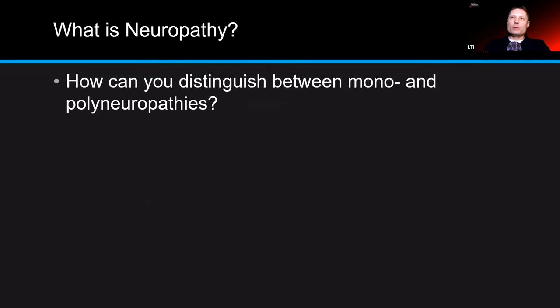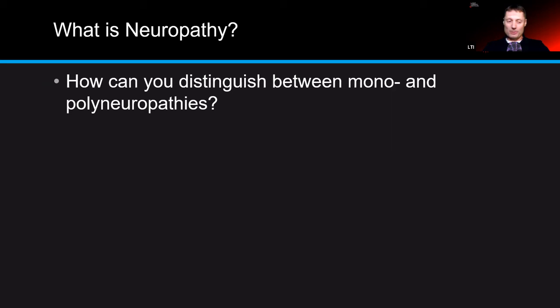Okay, so we've got central neuropathy. You got peripheral neuropathy. Central neuropathy is going to be occurring in the brain and the spine. Your peripheral neuropathy is going to occur out in the extremities. And then when we break down peripheral neuropathy, we have our mono and our polyneuropathies. How do you tell those apart? Because that's really where we need to start with, right?